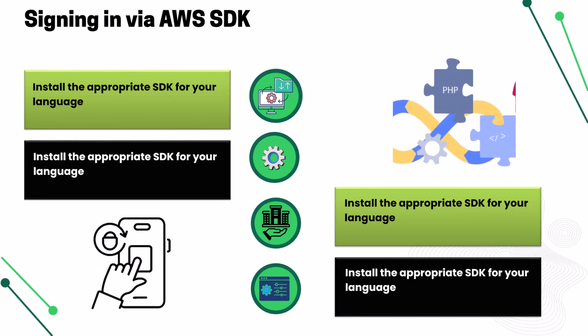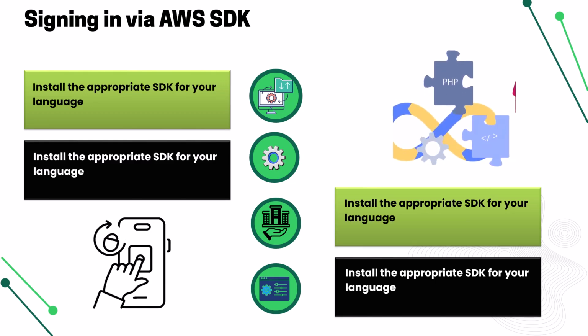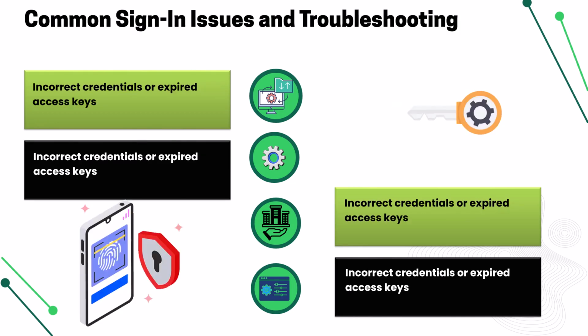Now onto AWS SDK login, the developer's best friend. First, install the right SDK for your programming language. No, your favorite coffee shop menu doesn't count. Set up credentials properly. Think of this as giving your code a set of keys to the kingdom. Use built-in authentication methods for a seamless login, and always run a test API call, because troubleshooting is easier before you break production.